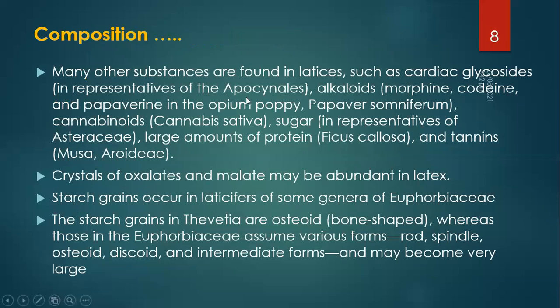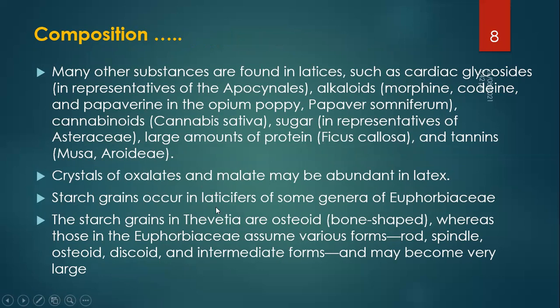Many other substances are also found in laticifers, such as cardiac glycosides in representatives of the Apocynales; alkaloids, morphine, codeine, and papaverine in the opium poppy, Papaver somniferum; cannabinoids in Cannabis sativa; sugar in the Asteraceae; large amounts of proteins in Ficus callosa; and tannins in Musa. The crystals of oxalates and malate may be abundant in the latex.